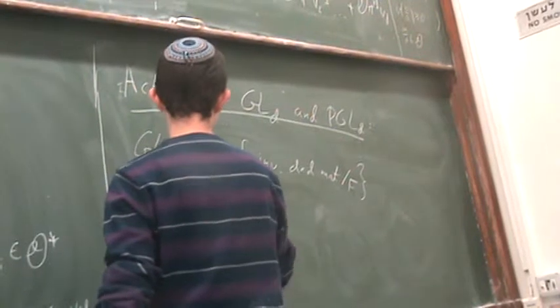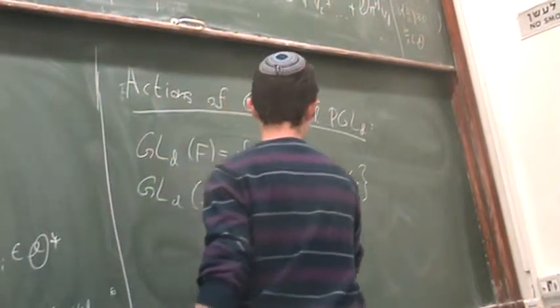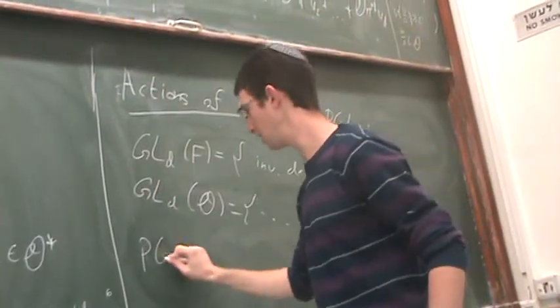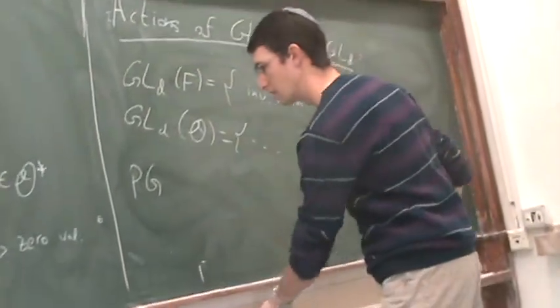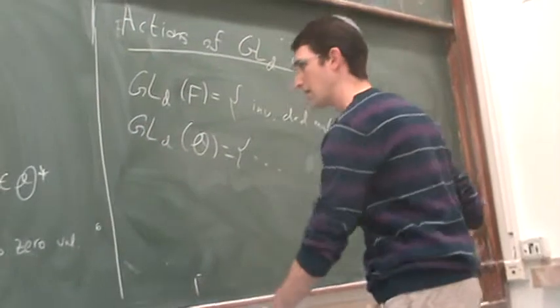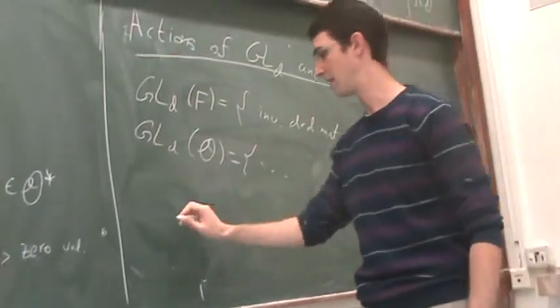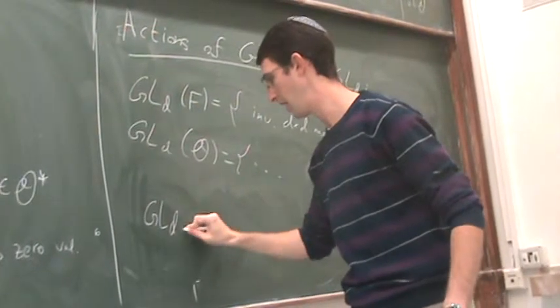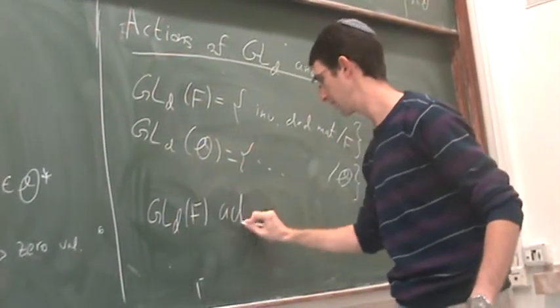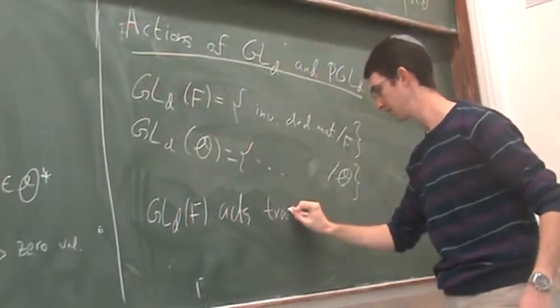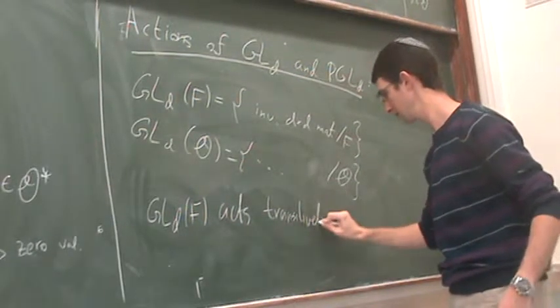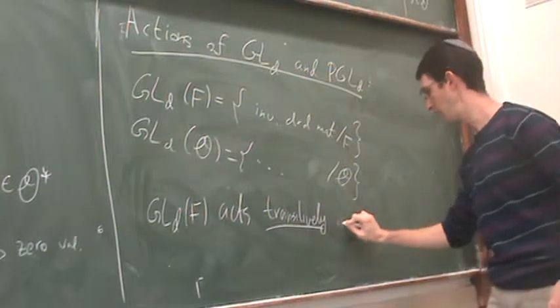GLd(O), same thing but with O. PGLd, oh, okay, before that. So GLd(F) acts transitively on lattices.